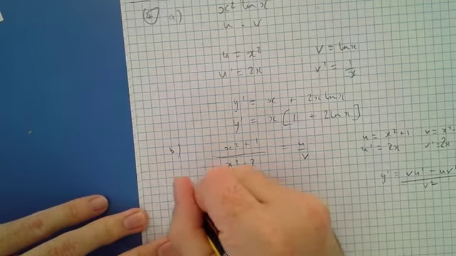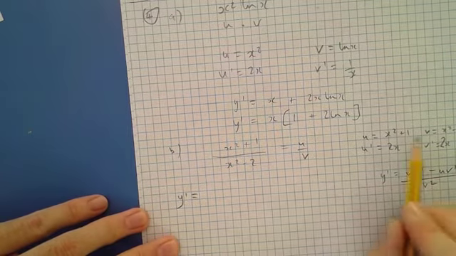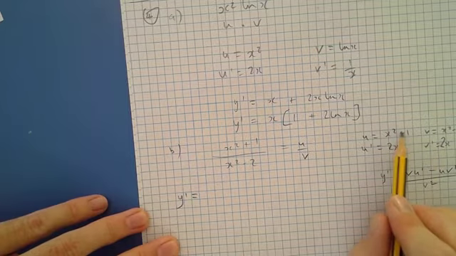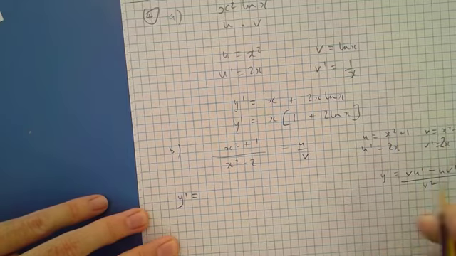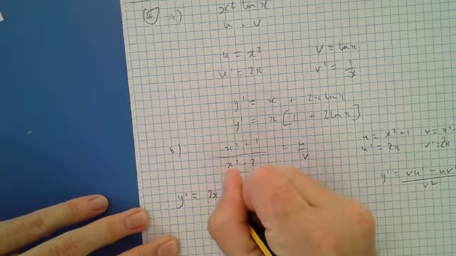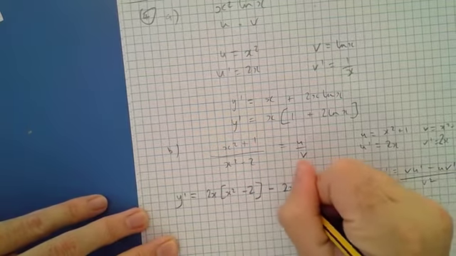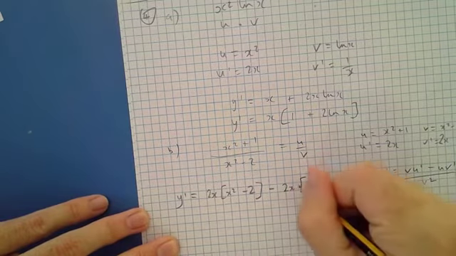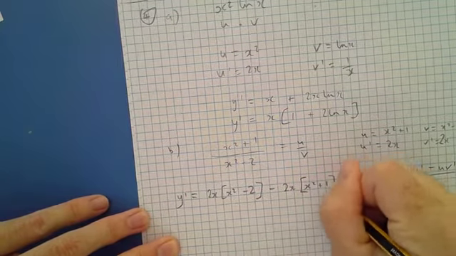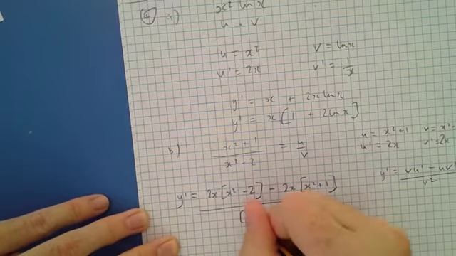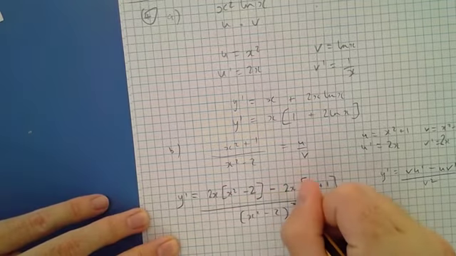So I'm going to get y dash is equal to v u dash, so it's like the opposite of the product rule, so not that times that this time, but 2x times by that one, so 2x times x squared minus 2, and then minus 2x, and then x squared plus 1, over x squared minus 2 all squared.